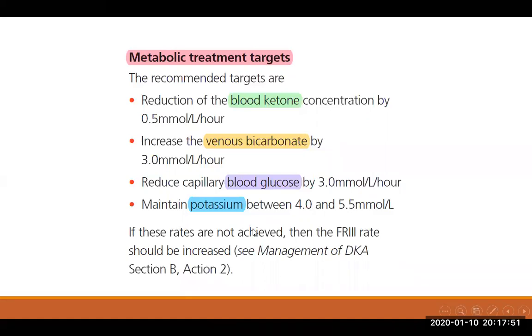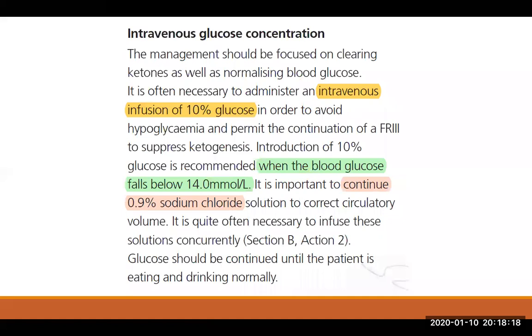And of course, the potassium, we want to maintain serum potassium between 4 to 5.5. This is the guideline, because in our previous exams, they asked a question about a patient who has a serum potassium of 5.4, and what should potassium replacement be in this scenario? Maintaining potassium between 4 to 5.5.